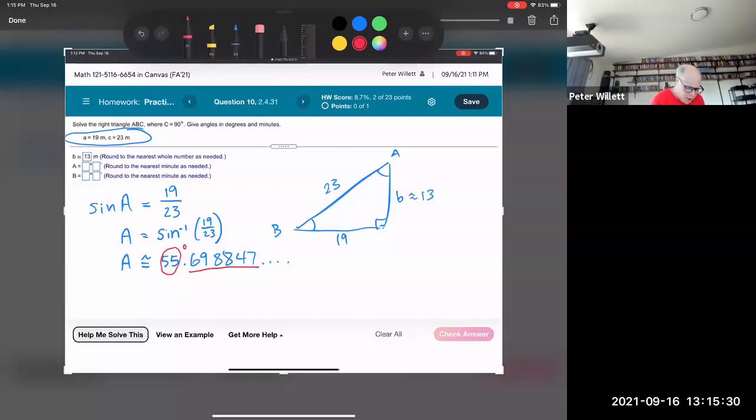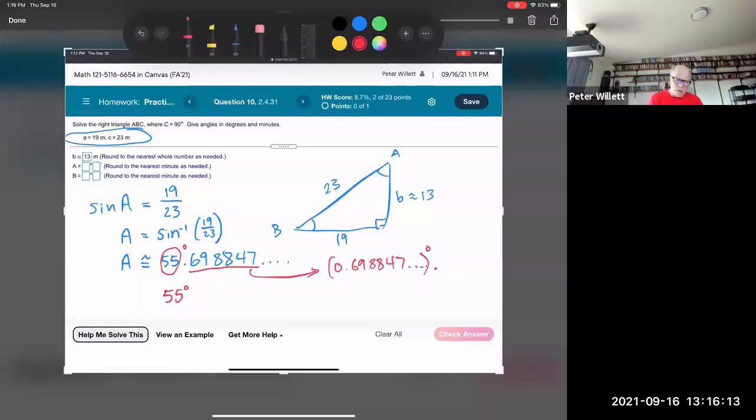So I can then say that my angle is going to be 55 degrees, and I want to figure out 0.698847, et cetera, how many minutes is that portion? I'm going to take this decimal part. I'm going to do it on a calculator, but I'll show you what I'm doing here. I'm going to take the portion that's not a degree, 0.698847, all of that decimal stuff. And this is a part of a degree. Then I'm going to multiply this to convert it into minutes.